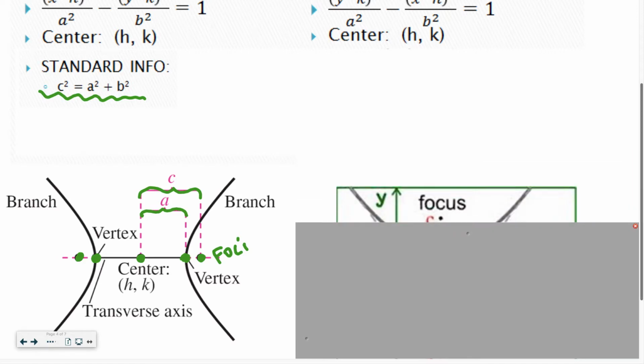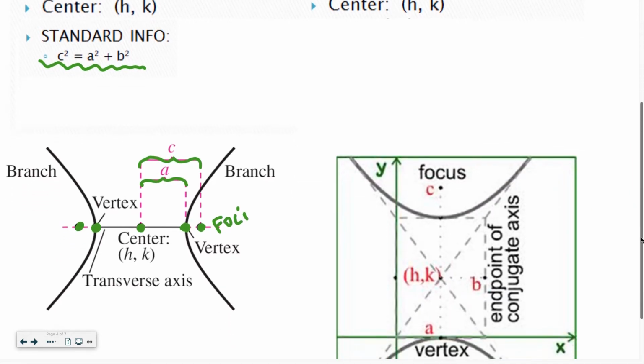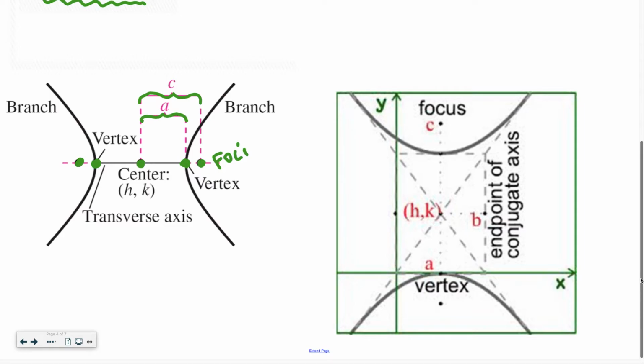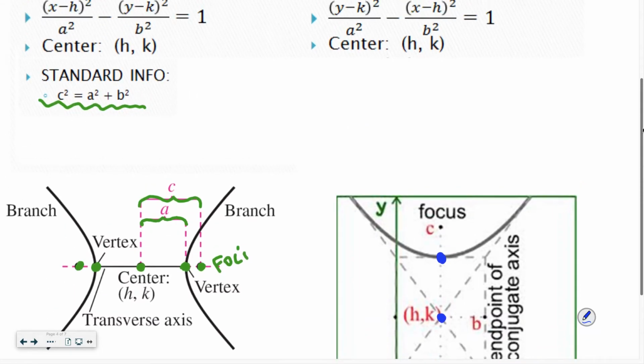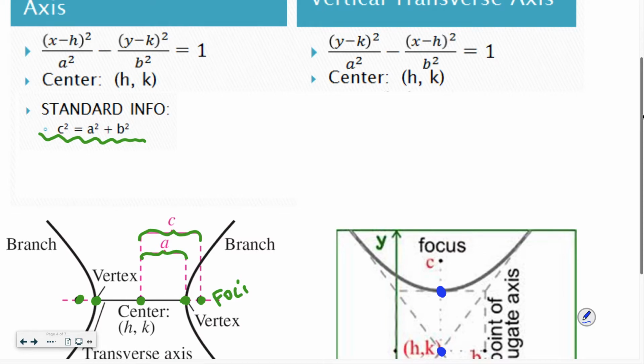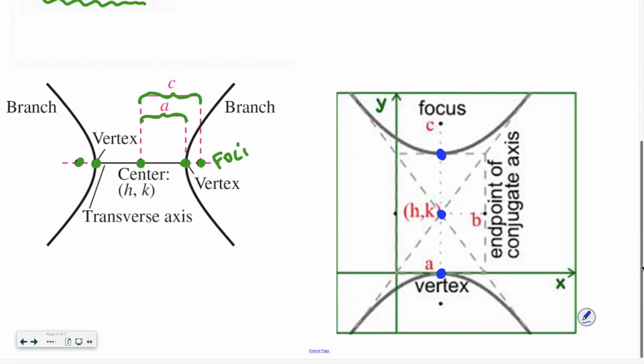Now, let's talk about the graph. So what's going to happen, like we've talked about, we're going to graph our center, and we're going to graph our vertices A away. Since our hyperbola opens vertically, then our vertices are going to be vertical from the center. Now, what are we going to do with B? B is going to help us with our asymptotes.